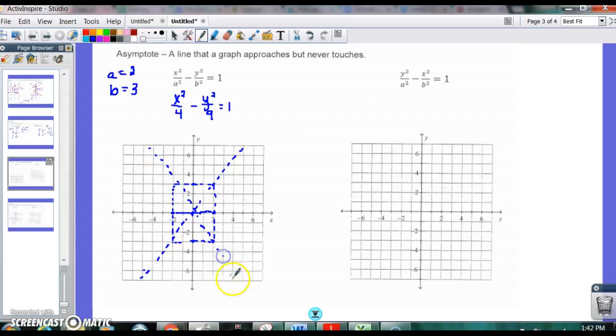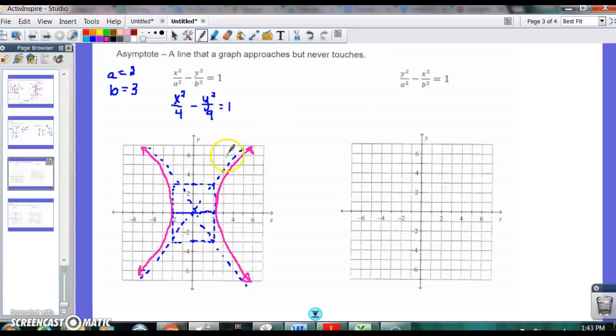Whoops, I did that a little sloppy just because I'm trying to rush. Those create my asymptotes, which now when I graph, I know my graph will approach those but never actually touch it. I don't need you to plot any specific points. I just need a sketch of your hyperbola. And so that's what your sketch would look like. And those asymptotes tell you how wide basically the arms of your hyperbola are.